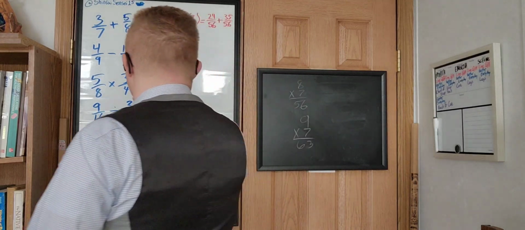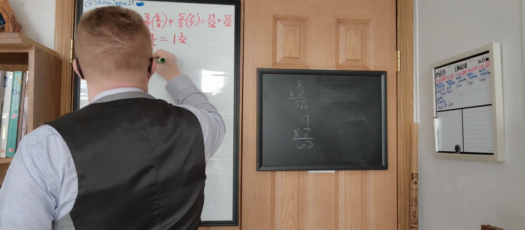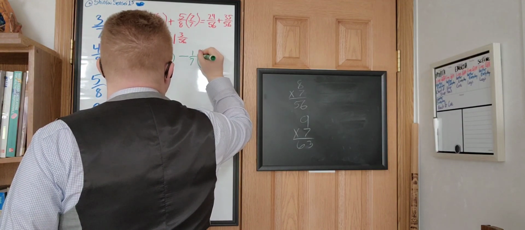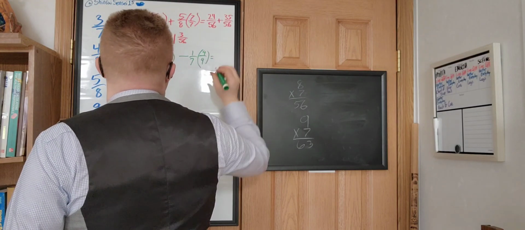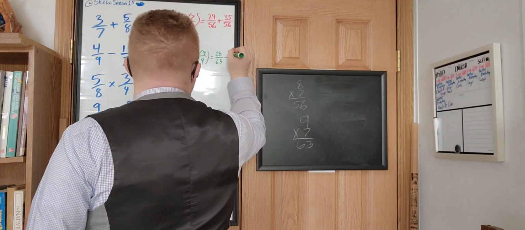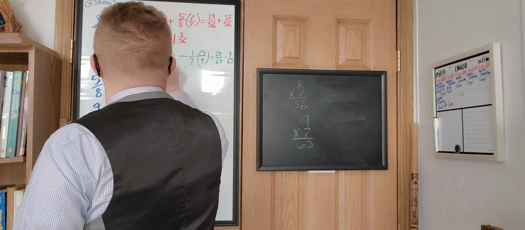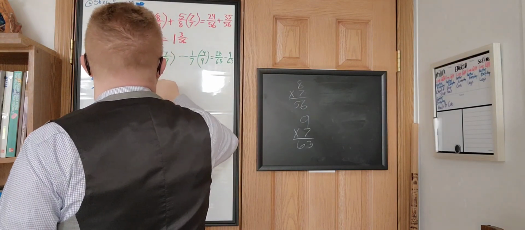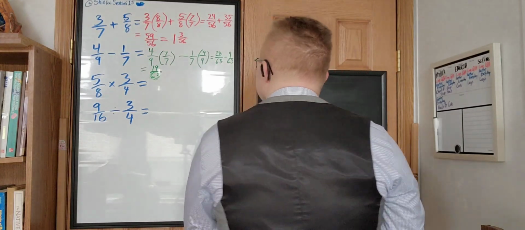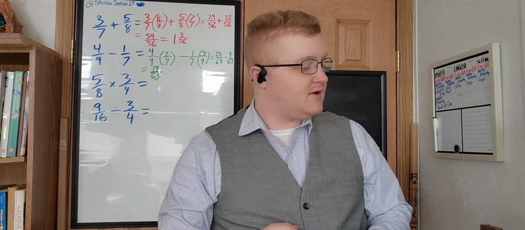Okay? Now, 4/9 minus 1/7. 4 over 9 times 7 over 7 minus 1/7 times 9 over 9 is equal to 28/63 minus 9/63, which is equal to 19/63. I don't know why I put 16s. 19/63. Right?